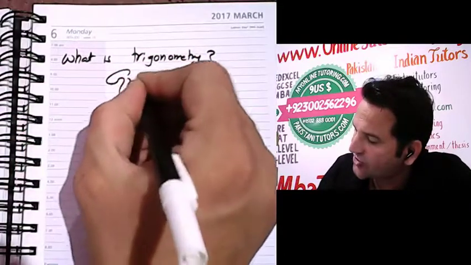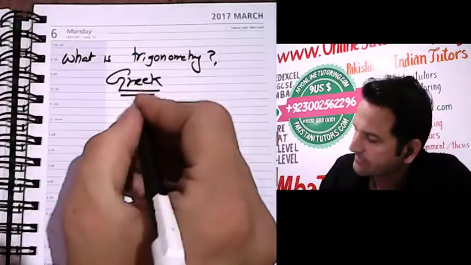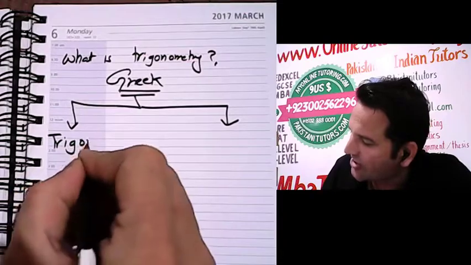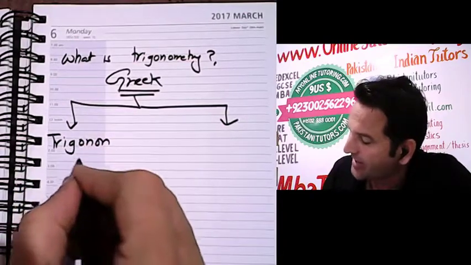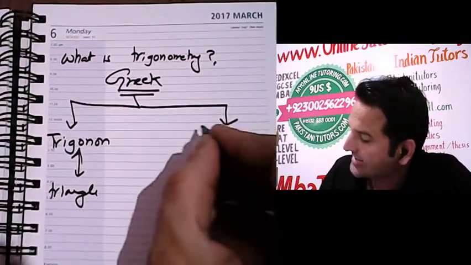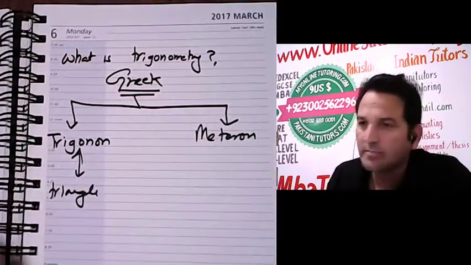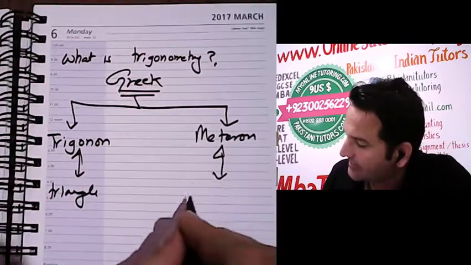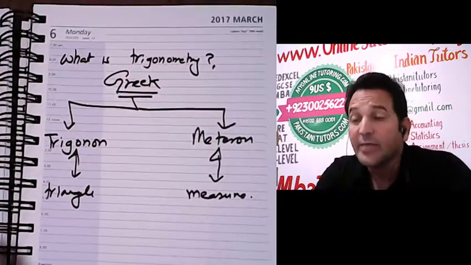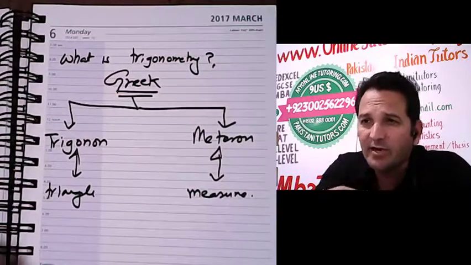Trigonometry is derived from two different Greek words. One is trigonon, which means triangle, and the other word is metron, which means measure. It means trigonometry is the study of the measurement of triangles.